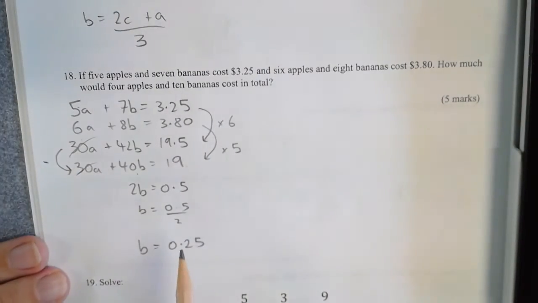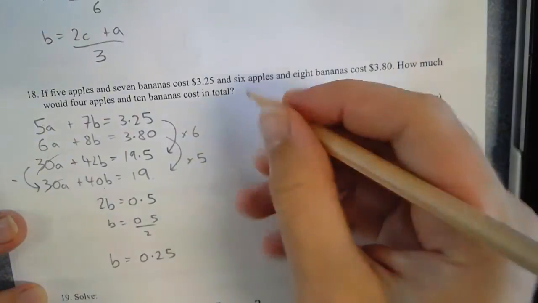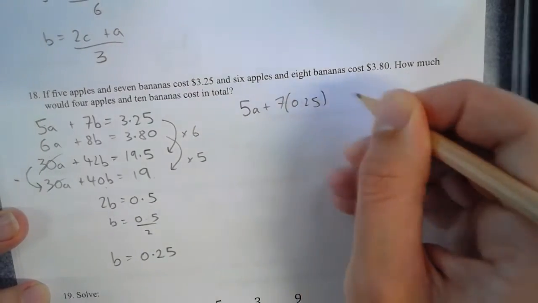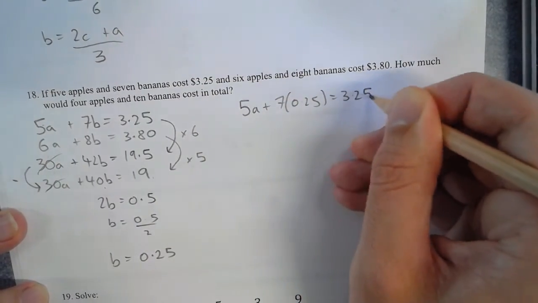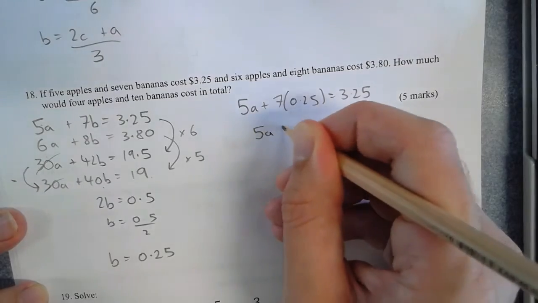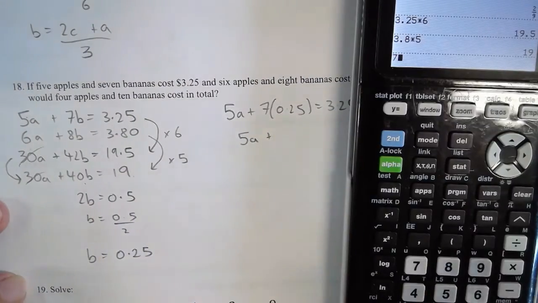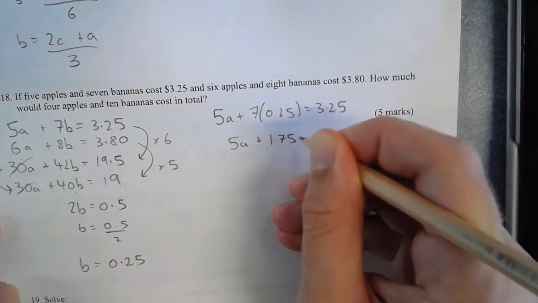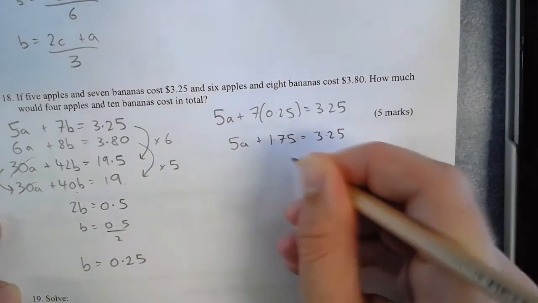So I'll show you there. Now we know banana, we're going to substitute into here. So we get 5a plus 7 lots of the 0.25 equals 3.25. Let's go 5a plus 1.75. 7 times 0.25 is 1.75 equals 3.25, and we subtract it.